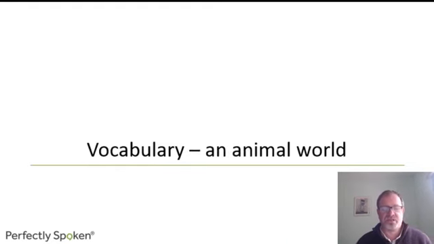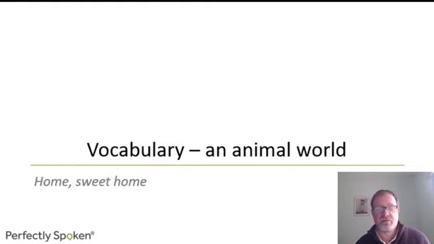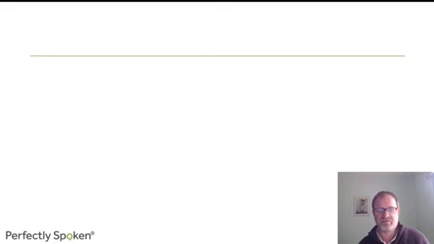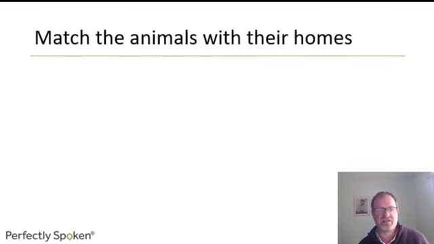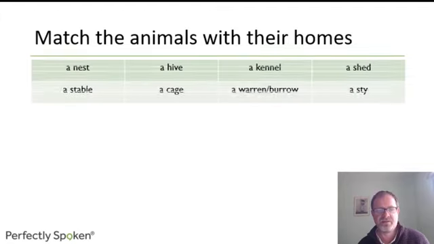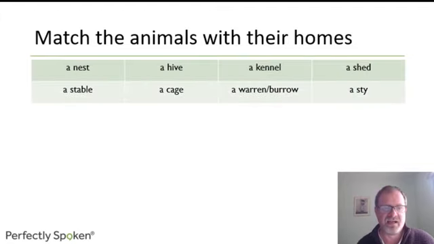Okay, so that's parts of animals. Let's look now at home sweet home. Where do these animals live? So here are, match the animals with their homes. Got a nest, a hive, a kennel, a shed, a stable, a cage, a warren, or a burrow, and a sty.